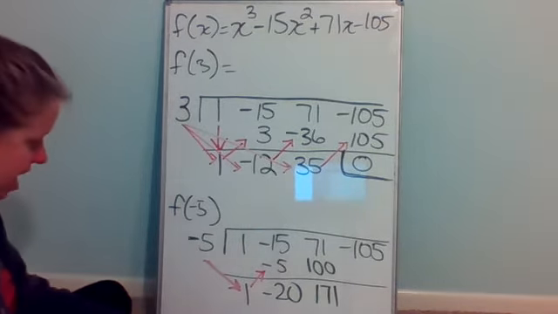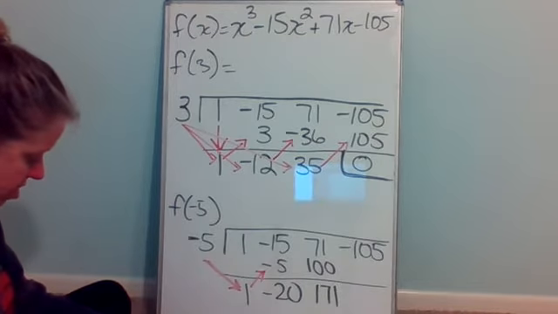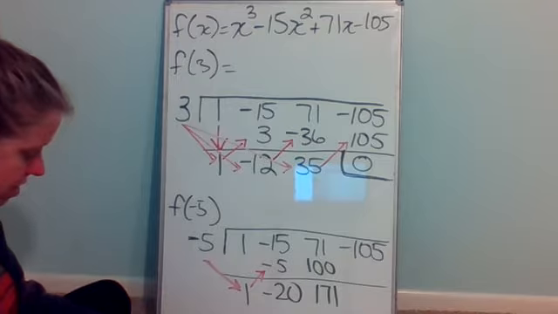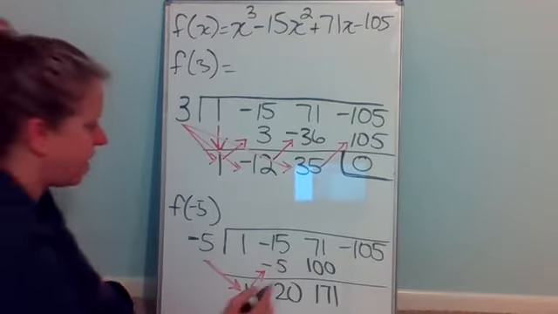So negative 5 times 171. So in your calculator, that gives you negative 855.